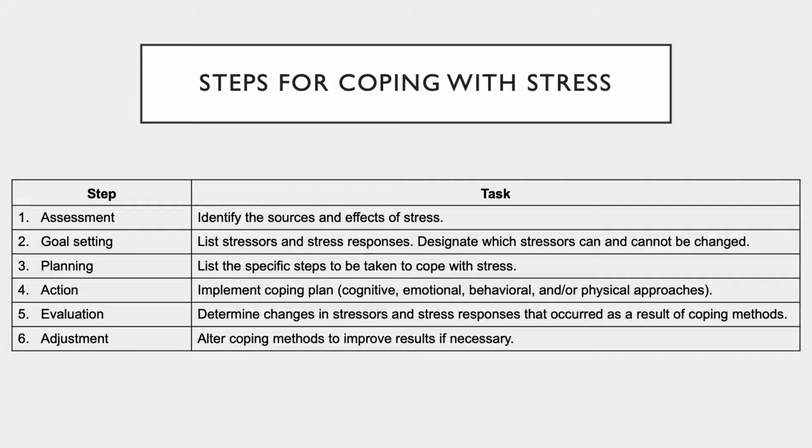Step 5 is the evaluation stage. It is in this stage that the individual evaluates how effective their coping methods were in terms of the stressor and the stress response. This leads to the adjustment stage. It is at this point that the individual may need to alter their coping methods, if it is the case that in the evaluation stage it was determined that the coping responses were insufficient or problematic in some way.